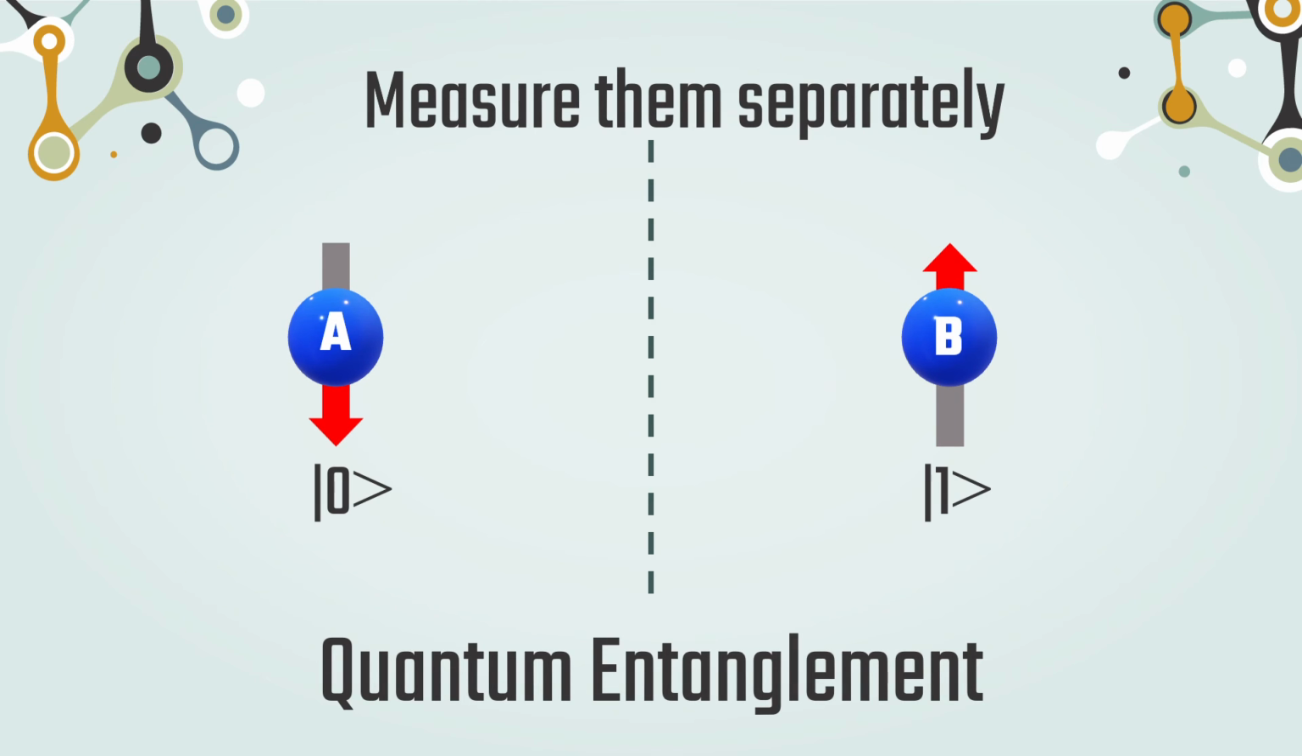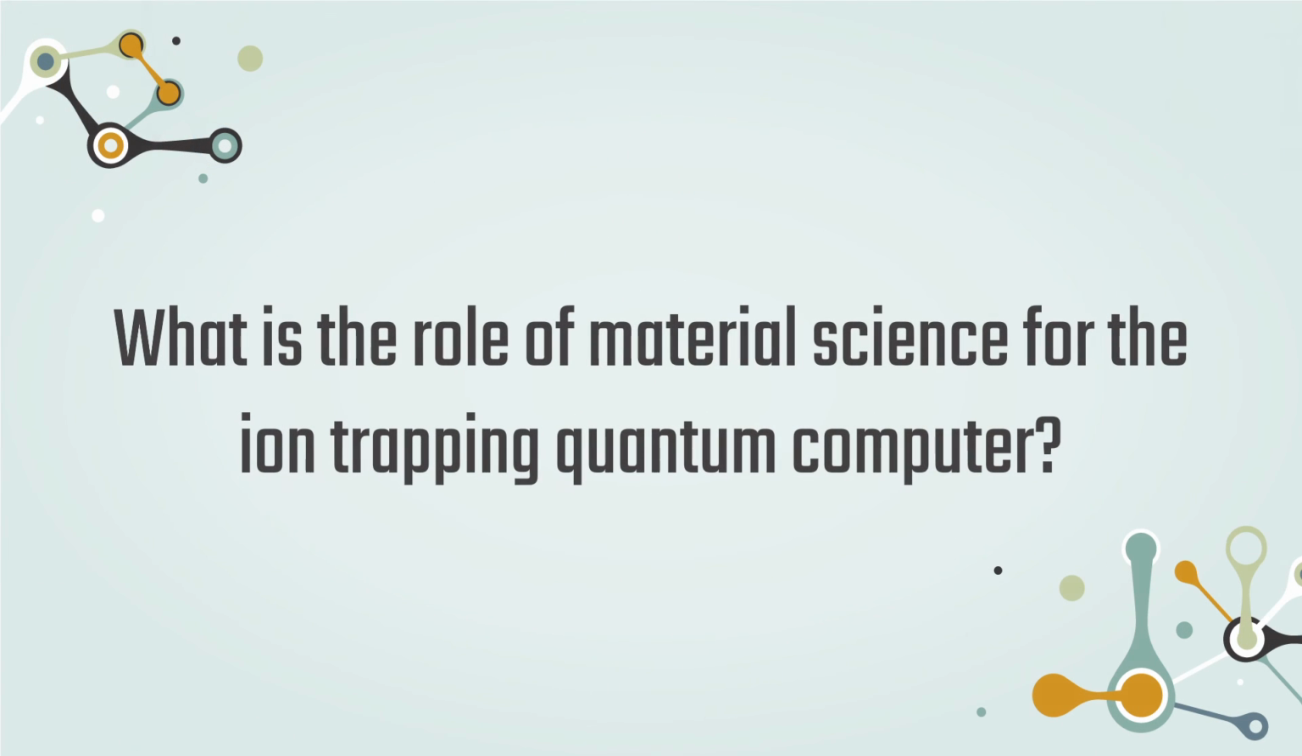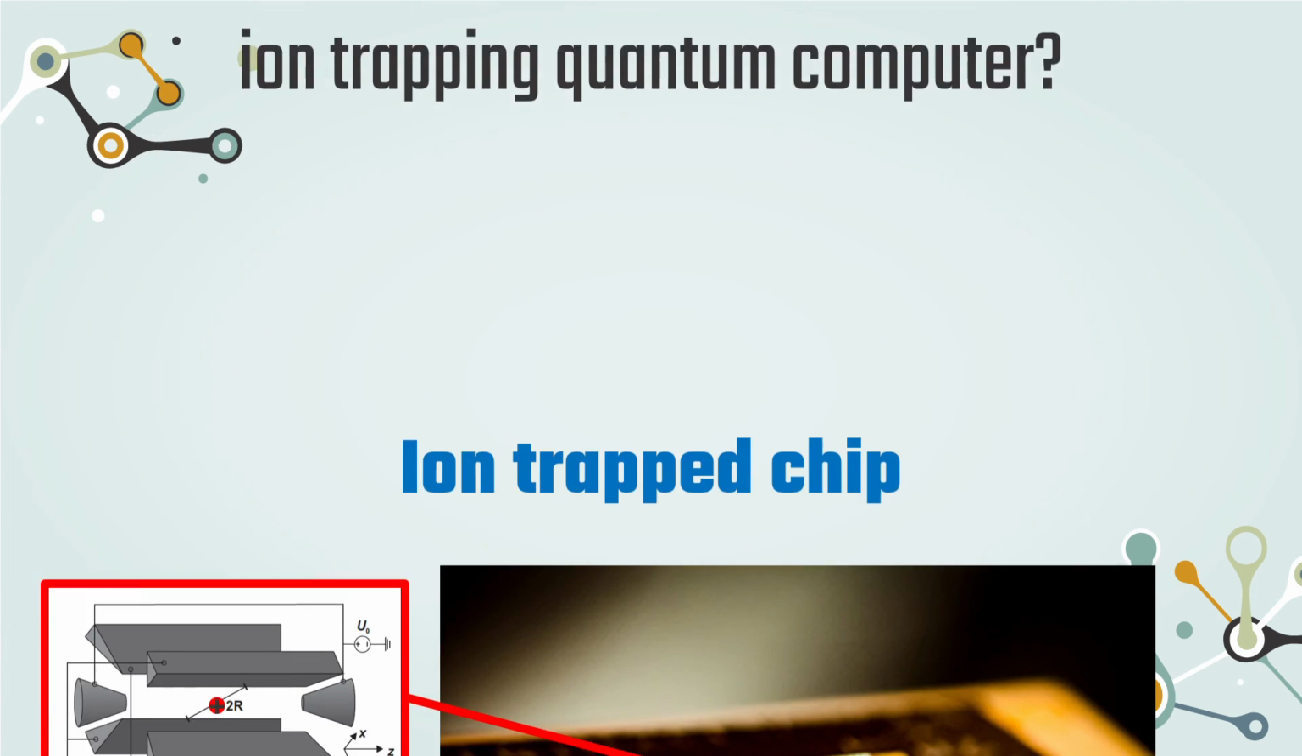Quantum entanglement and the manipulation of qubits using microwaves are the key basics for the development of quantum algorithms, such that we can get more benefit from qubit interaction. Then, what is the role of material science for the ion trapping quantum computer? Let's see what the device is going to look like.